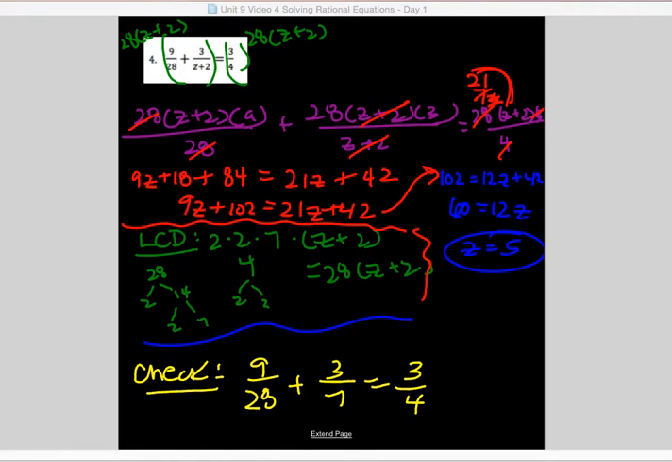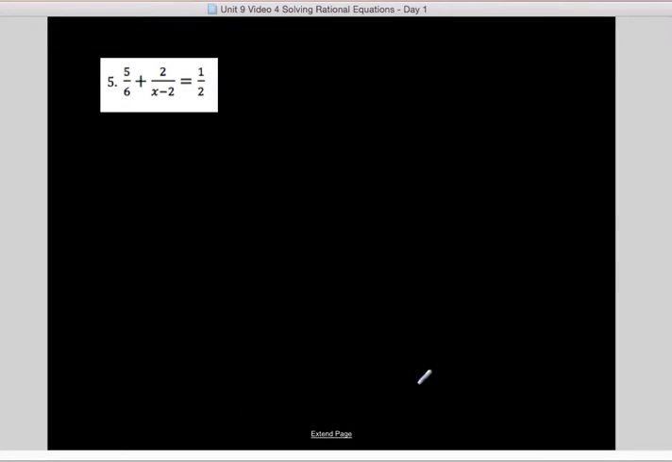Let's go ahead and look at example 5. Okay. Least common multiple. So let's just look at our numbers. We have 6 and 2. What can I make both of them be? I can make them both be 6. So I know for sure my LCD is going to be 6, and then I'm going to have an (x minus 2). Okay, so left-hand side I take times 6(x minus 2), and the right-hand side I take times 6(x minus 2).